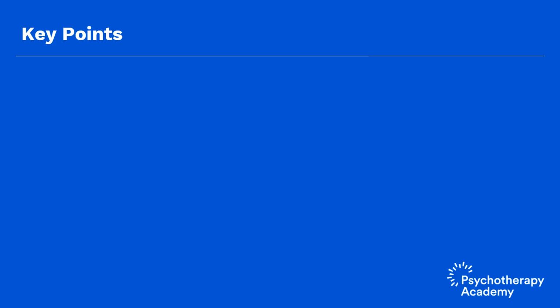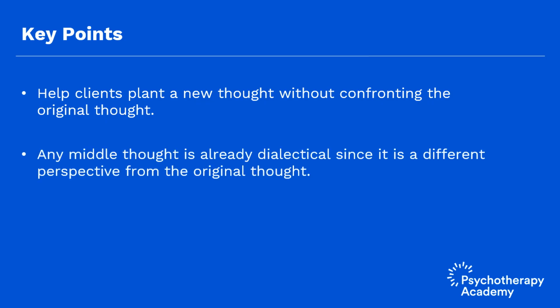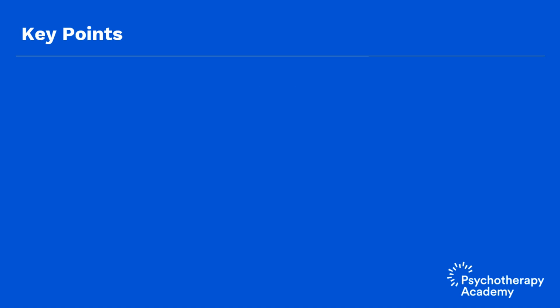Point number 2. This intervention helps clients plant a new thought in their minds without confronting, correcting, challenging, refuting, or disputing the original thought. Introducing the middle thought does not instantly or automatically cancel out the original thought. However, at the very least, the original thought now has some competition. Any middle thought the client comes up with is already dialectical, since it is a different perspective from the original thought.